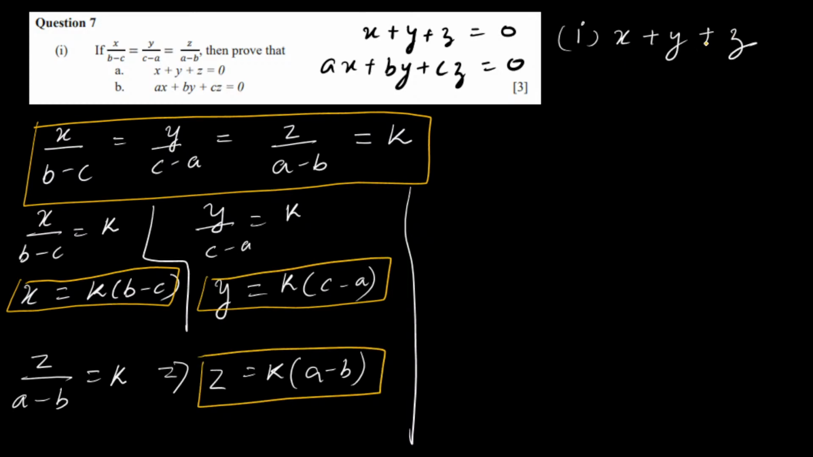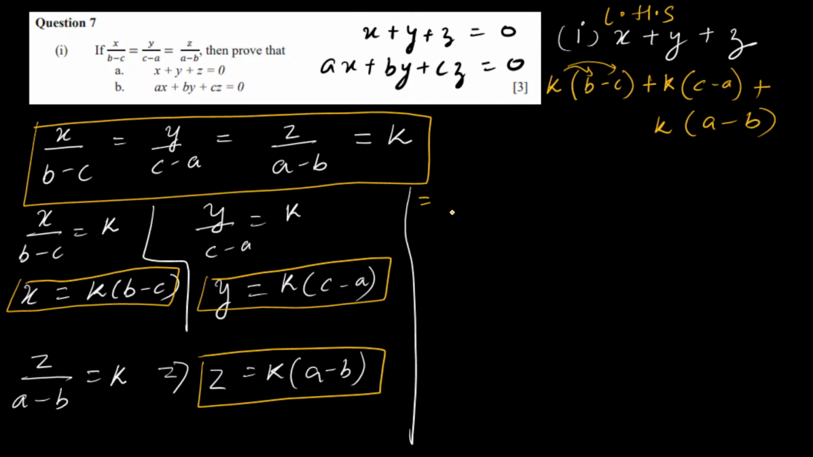Now I have to start from the left hand side of the first point, that is x plus y plus z. Now I can substitute the values. x is k into b minus c, y is k into c minus a, and z is k into a minus b. Now we can simplify further with bracket multiplication: kb minus kc plus kc minus ka plus ka minus kb.